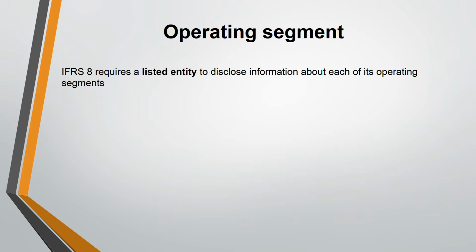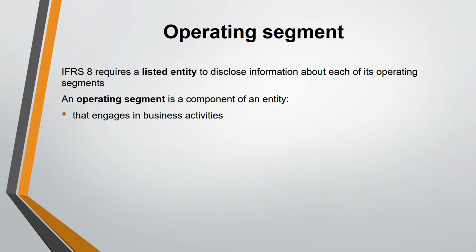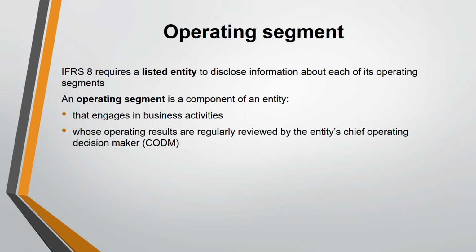But what is an operating segment? An operating segment is a component of an entity, part of an entity, which has these characteristics. Number one, it has to be a component which engages in business activity. That means from that segment you should be able to get revenue. Next, the operating results have to be reviewed by the CODM, that is the chief operating decision maker. And number three, there is discrete financial information. If these three things are there, then it is an operating segment. Information has to be available, results have to be reviewed by the CODM, and it has to be engaging in a business activity.